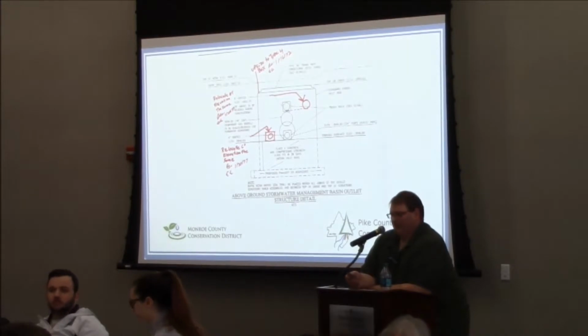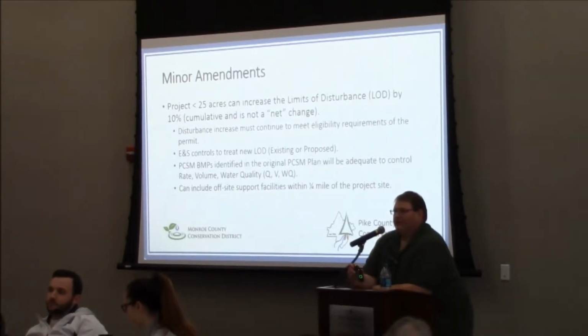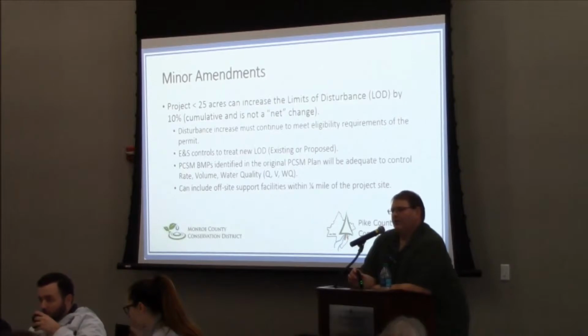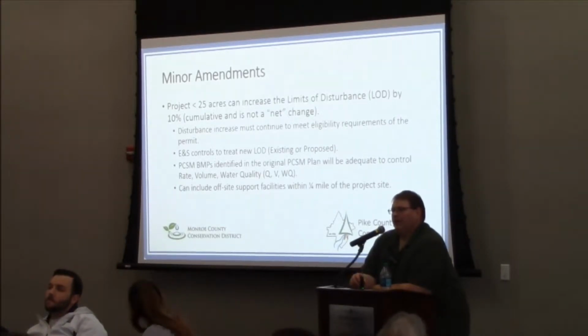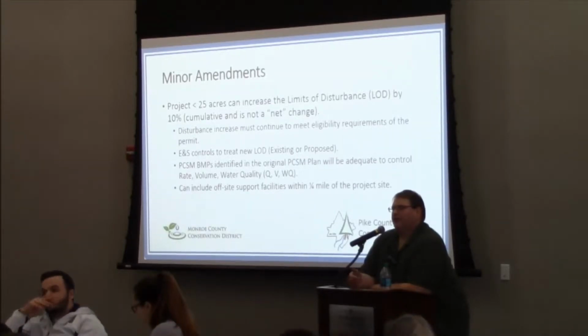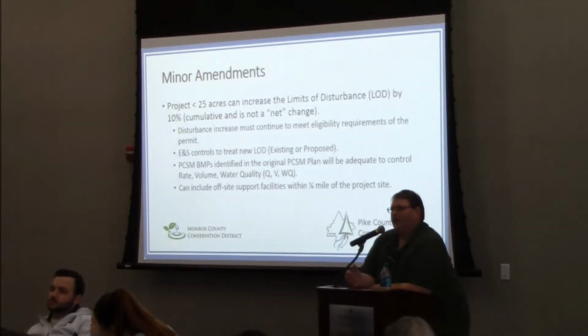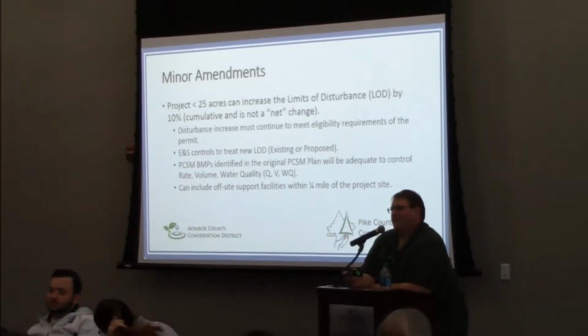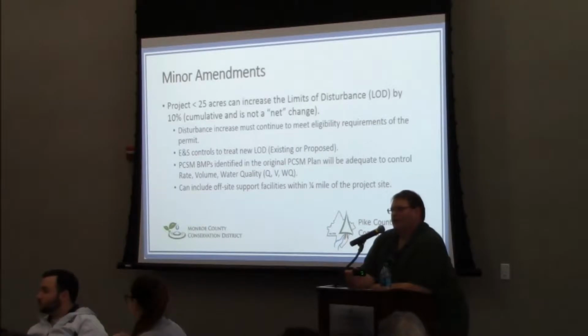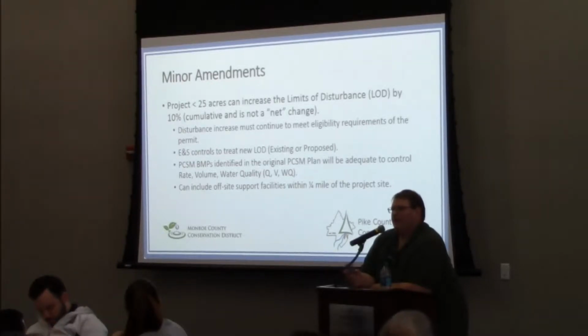Good, thanks. All right, so minor amendments. And now this is all a bit different than what we've been used to in the past. So if you guys have questions, feel free to ask them. So projects that are less than 25 acres can increase the limit of disturbance by 10% and still be considered a minor modification or a minor amendment. So that's a little bit different than what we've seen in the past. Now, keep in mind, as we discussed before, this is cumulative and it's not a net change.